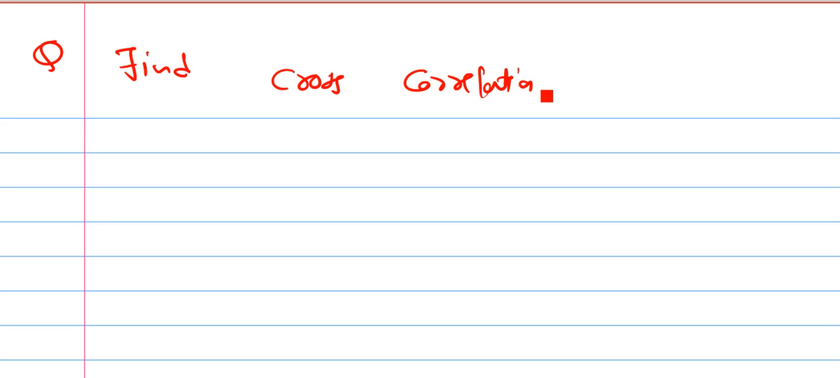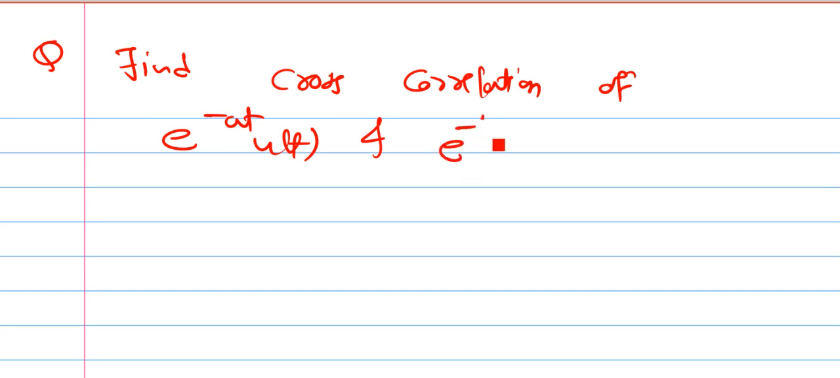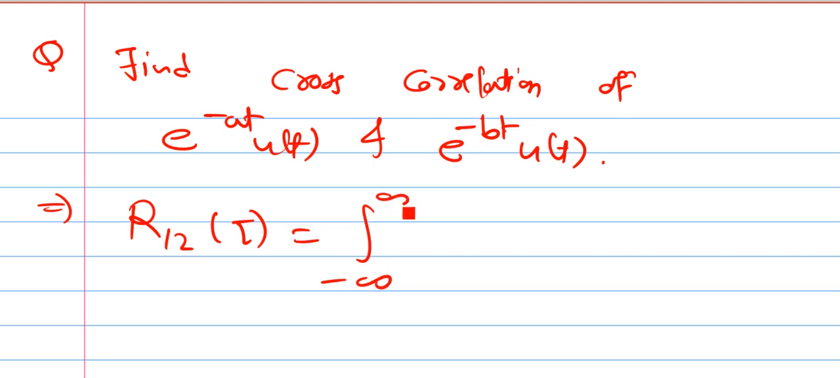Question number 1: find the cross correlation of e raised to minus at u(t) and e raised to minus bt u(t). Solution: I will write the mathematical definition. R12(tau) equals integration from minus infinity to infinity x1(t) x2(t minus tau) dt. So this is the mathematical definition.